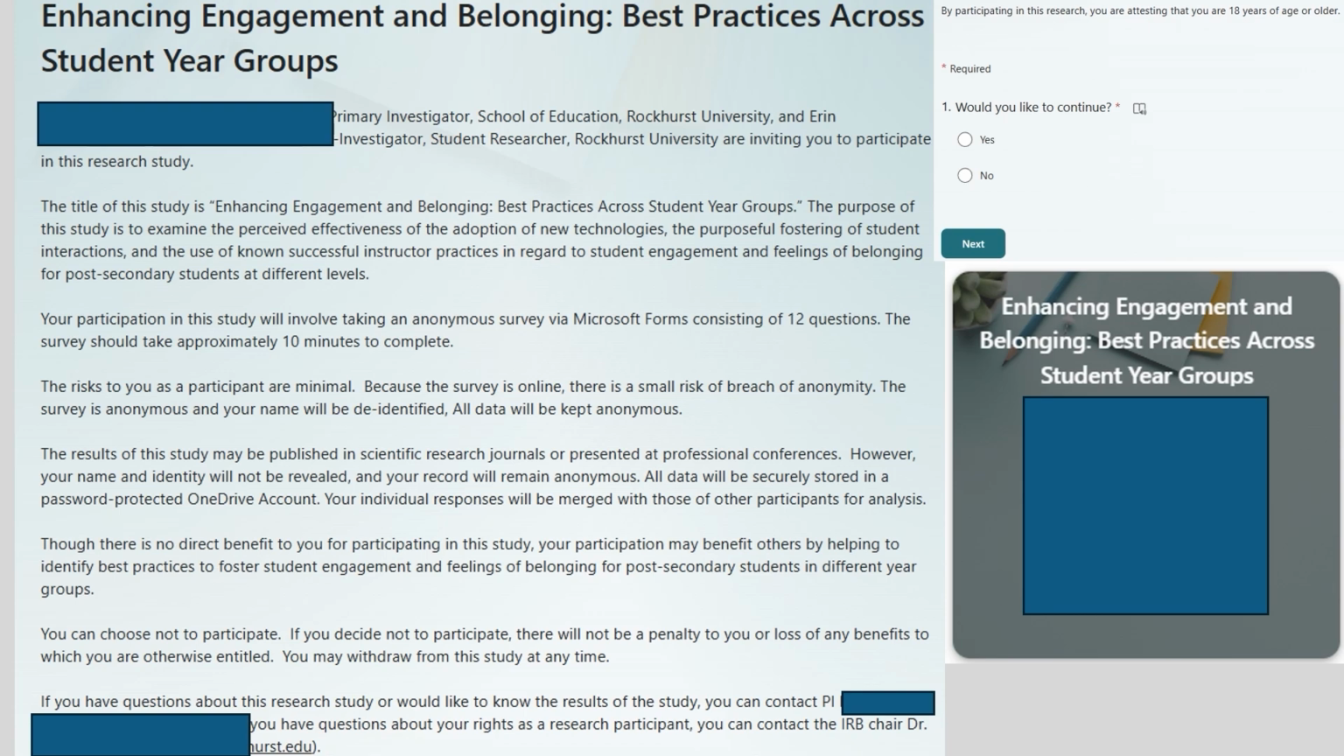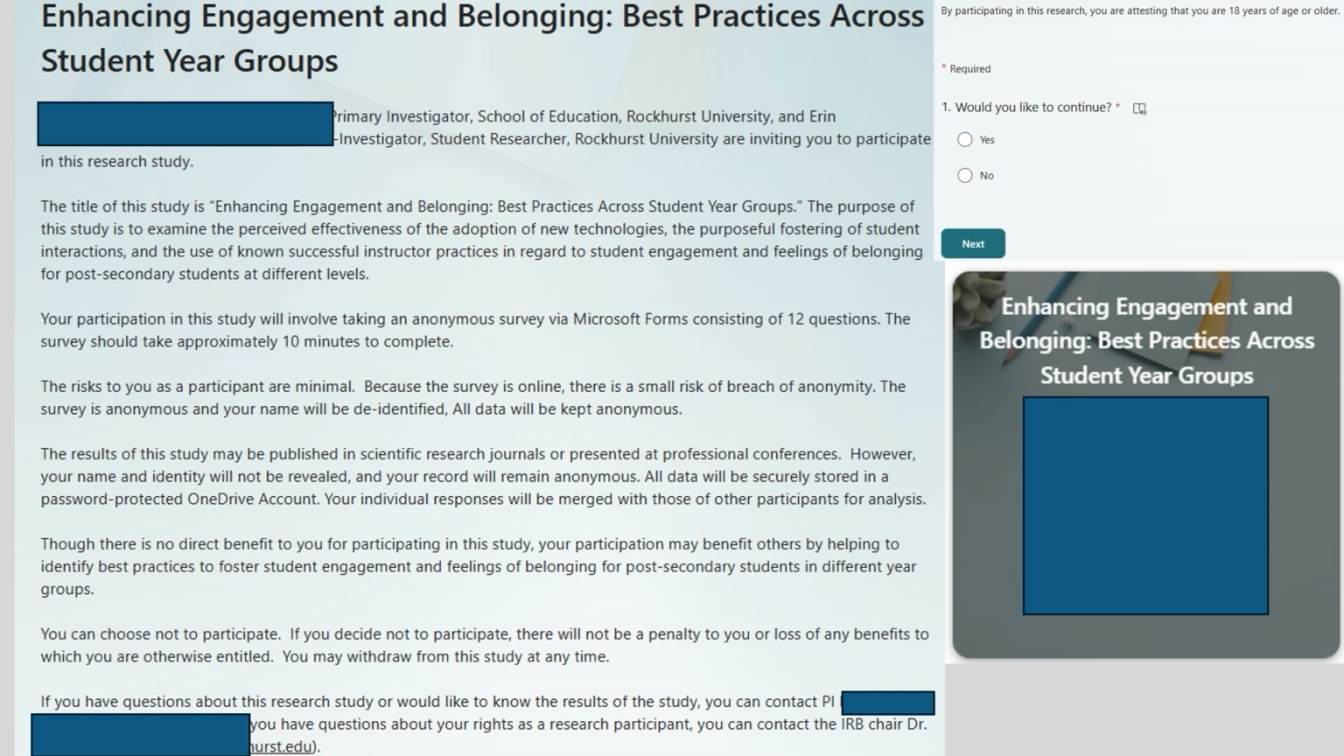It does mention that data will be de-identified, so no one will know what IP address things came from or anything like that. It also talks about what will happen with the results. What will they be used for? It says the results may be published in a scientific research journal or presented at a professional conference. However, it does identify a second time that no names or identities will be revealed and everything will remain anonymous.